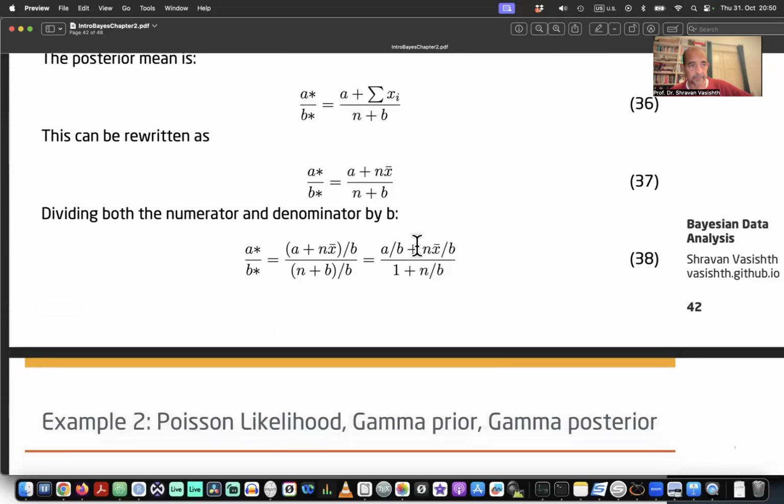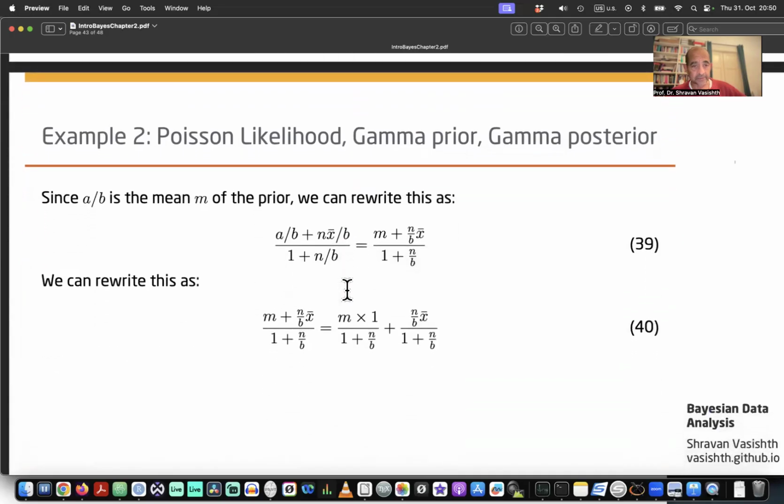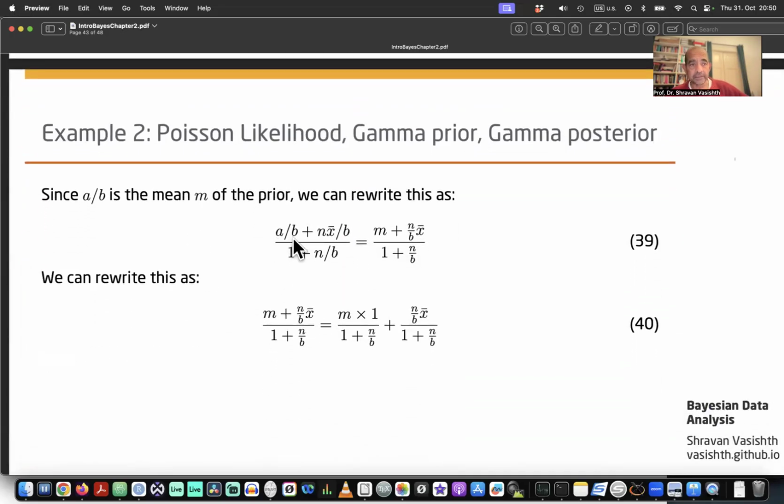Everything else is the same here, right? Now, if we divide both the numerator and denominator by B, what we end up with is A over B here, and then N X bar divided by B in the numerator. And in the denominator, we end up with N over B plus 1, right? So that's what we get here. And this is very interesting because A over B is the mean of the prior, okay? So we can rewrite this A over B as M to represent the mean of the prior. And here I've just rewritten this as the X bar weighted by this term, and in the denominator, we have the same term again.